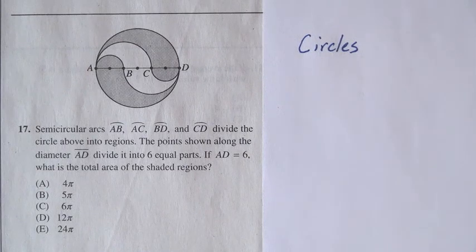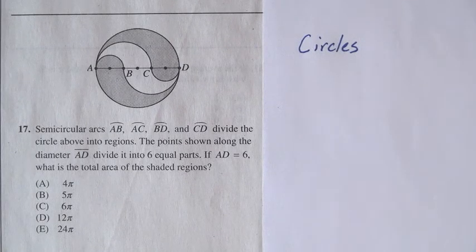Question 17 reads, semicircular arcs AB, AC, BD, and CD divide the circle above into regions. The points shown along the diameter AD divide it into 6 equal parts. If AD equals 6, what is the total area of the shaded regions?